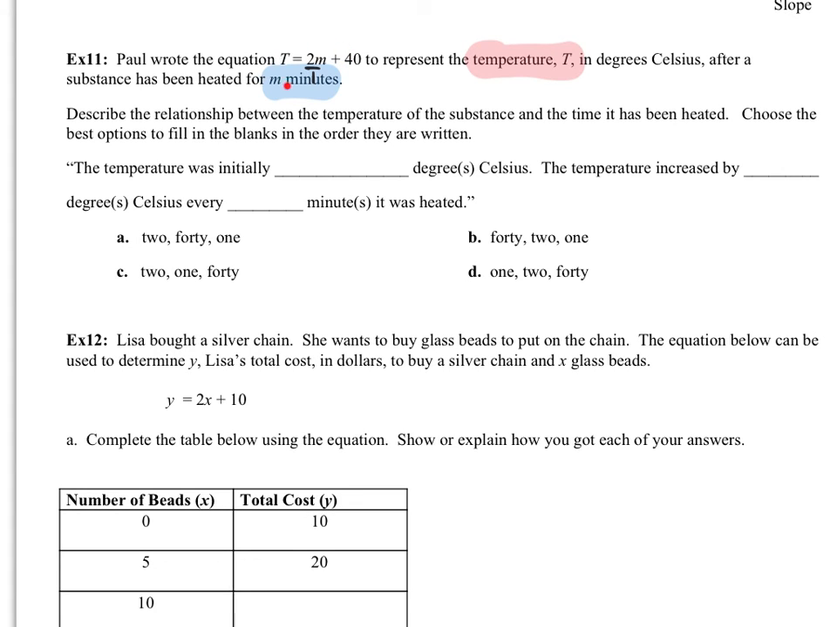Think about if you were to graph. Which of these two would you graph first? That's going to be your initial value. And we would start by graphing 40. That means our temperature started at 40. And then this means that the temperature increased by 2 degrees for every 1 minute it was heated. So it's 2 degrees for every 1 minute, and it was initially 40 degrees. So that answer choice is going to be B.